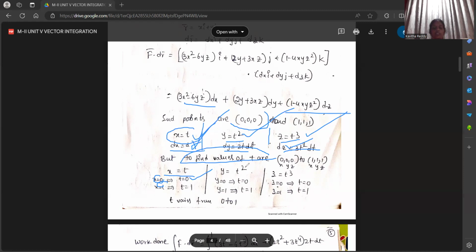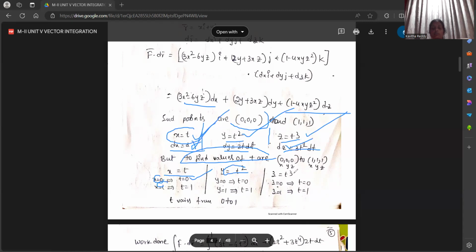Again, we move to y equal to t square. If you substitute y equal to 0, then what will happen here? You'll get t equal to 0. Again, y equal to 1, then you'll get t equal to 1. Y equal to 0, t is 0. Y equal to 1, t equal to 1. Why? Because 1 square is 1 only.